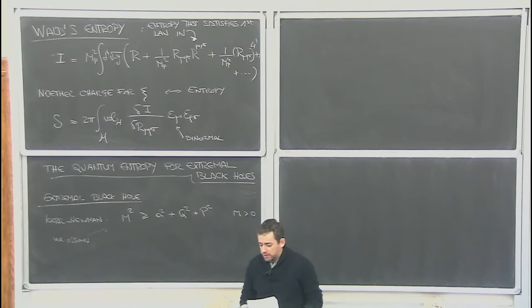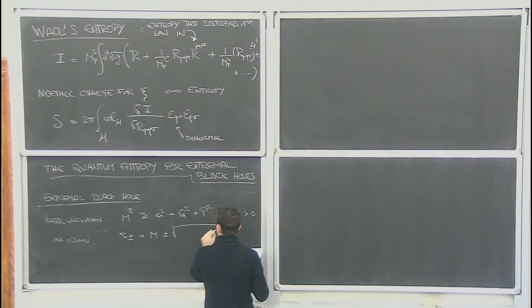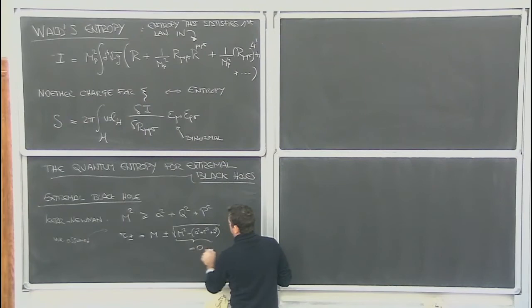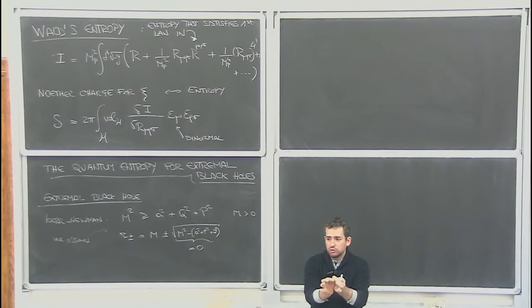And we saw that, let me write this more explicitly. We had m that was plus or minus square root of m squared minus a squared plus p squared plus q squared. So if we saturate the bound, this vanishes. So R plus and R minus coincide. So the extremality limit is a limit in which you have two horizons, the inner and outer horizon, and then you merge the two. We already discussed this.